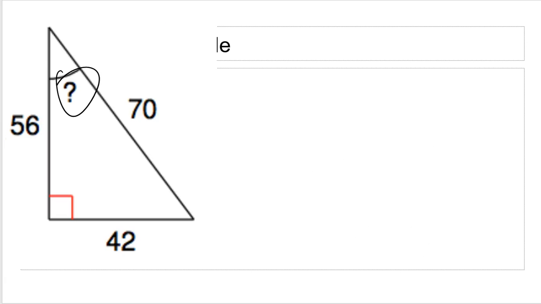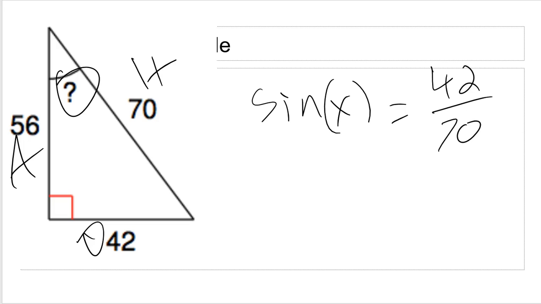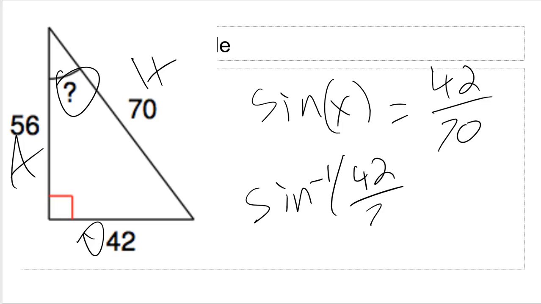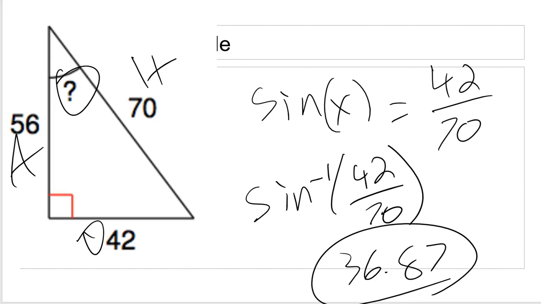Alright, last problem. Once again, let's use sine. Sine of x equals 42 over 70. So we're going to take 42 divided by 70, which gives 36.87. There you go. Once again, guys, you could have chosen cosine or tangent. For any one of these, you could have switched them up. Doesn't matter, you're going to get the same answer.